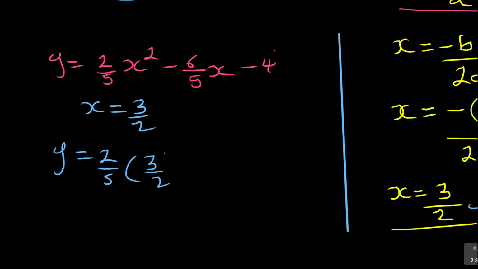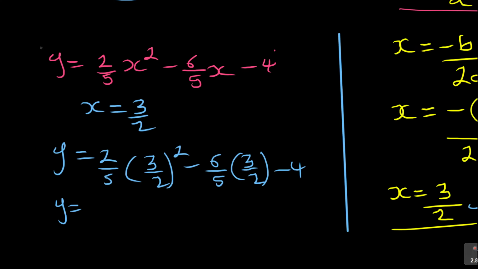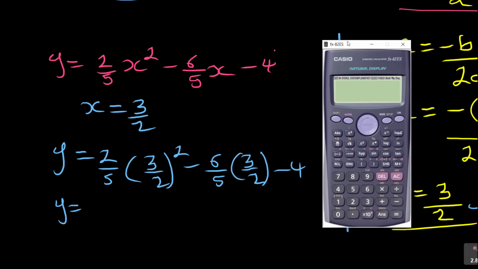3 over 2 squared minus 6 over 5, 3 over 2. So where there is x, you substitute. You are substituting where you see the x value, and then you find the y value. That becomes now a coordinate. Remember, coordinates have got x and y.